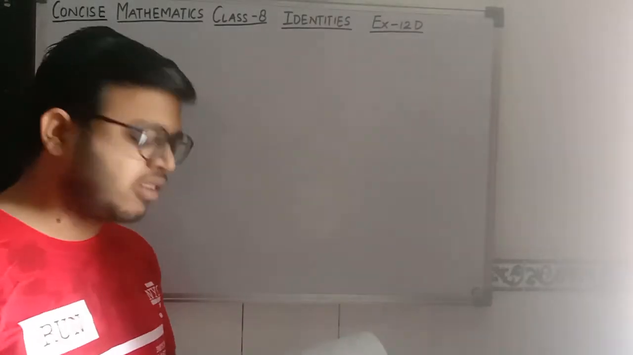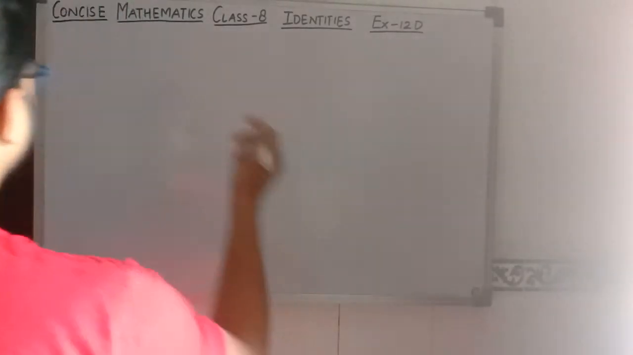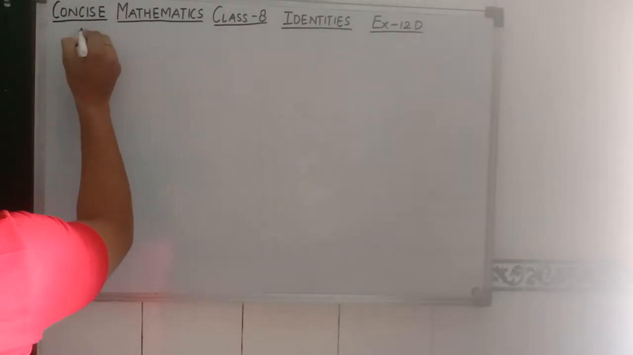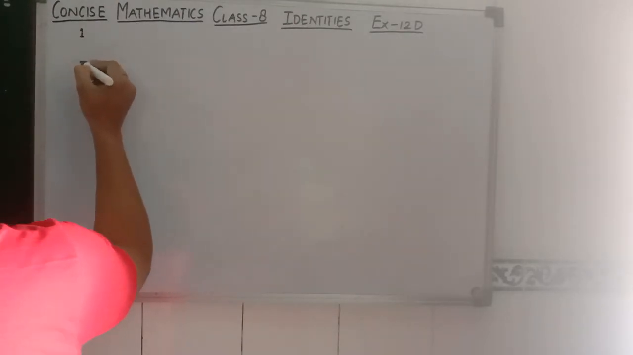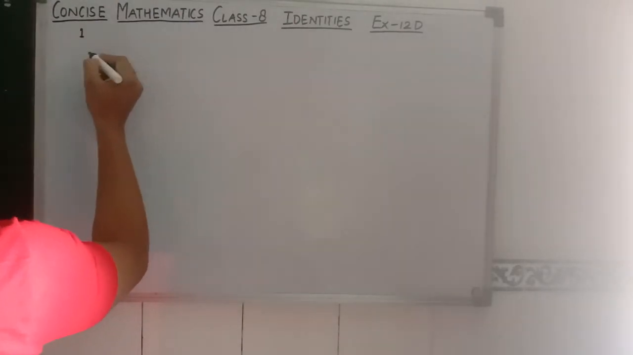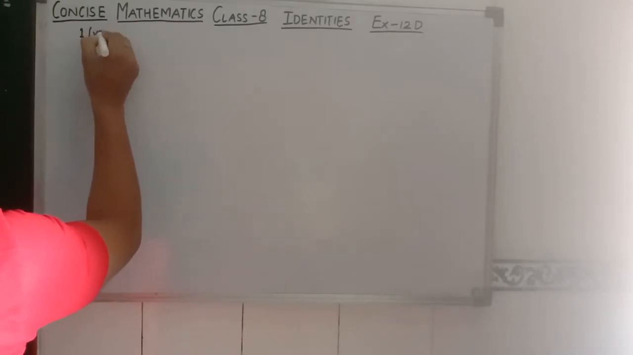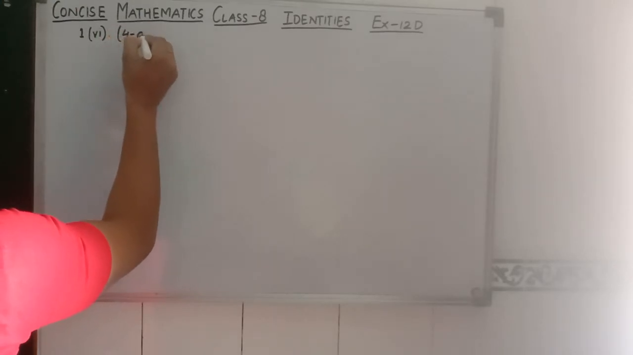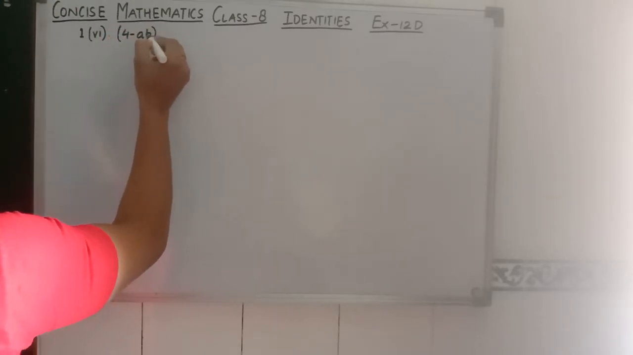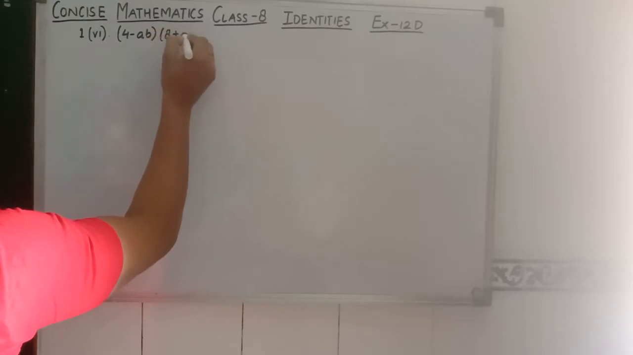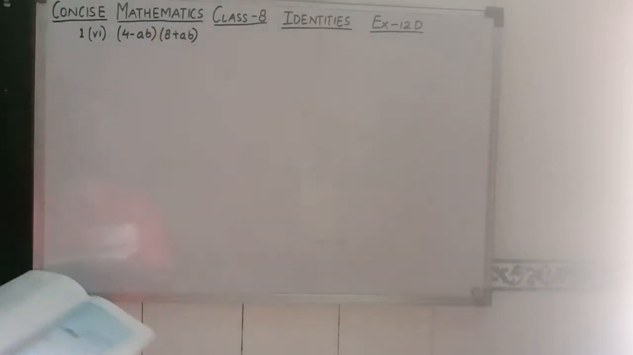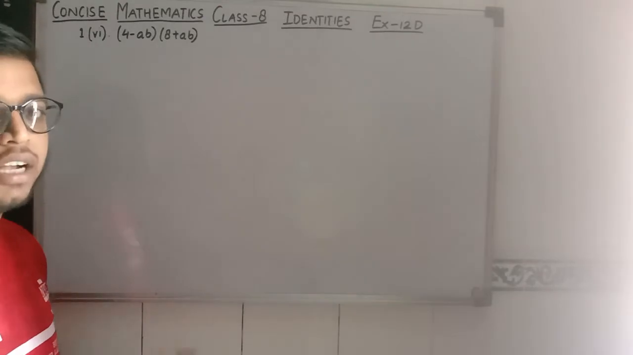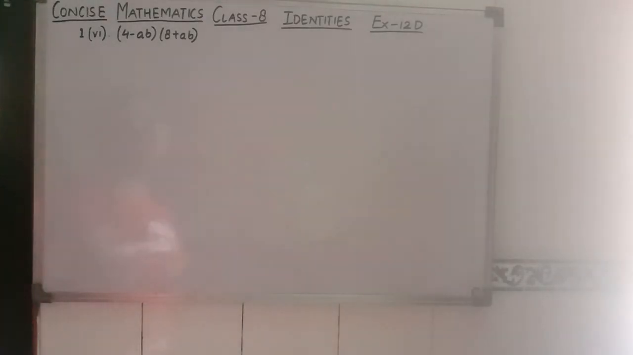Now, there are overall 16 questions, but all are related to the previous ones. Question number 1 has overall 8 parts, so let me tell you the last 3 parts. Question number 1, part 6 says: 4 minus AB in the first bracket and 8 plus AB in the second bracket. The question is: evaluate. So we have to simplify it or evaluate it.